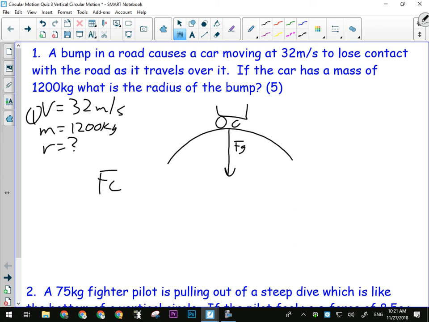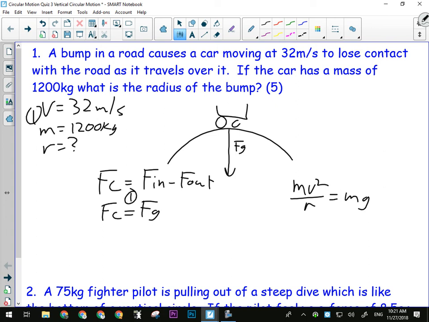We're going to calculate FC by going forces in minus forces out. So maybe they have that written somewhere, or maybe they went straight to this. FC equals FG. They can have a mark for that. So what we have then is mv squared over r equals m times g, and we need to manipulate that for r. I'm going to bring r over to this side, and then divide both sides by m times g, which means the 1,200 kilograms didn't matter at all. We didn't need it. So 1 mark if they have it manipulated for r. So r will equal v squared over g.